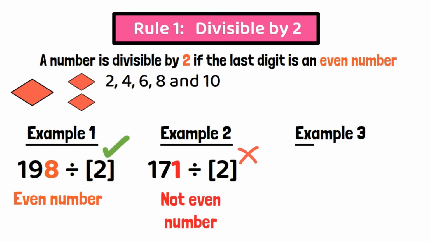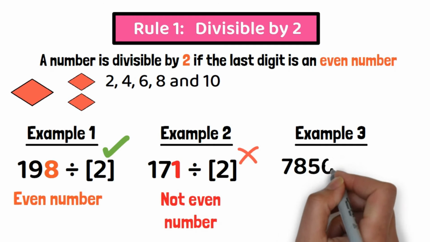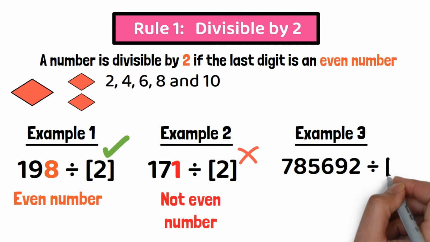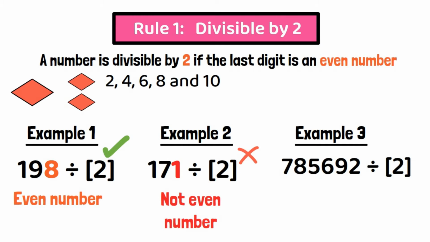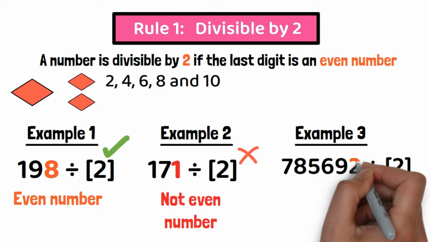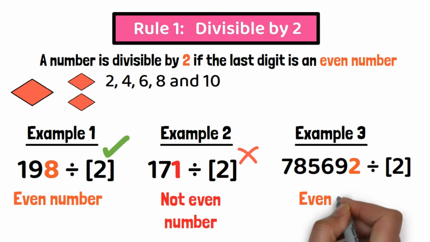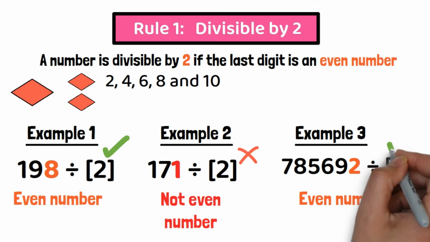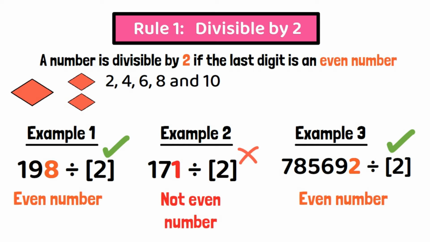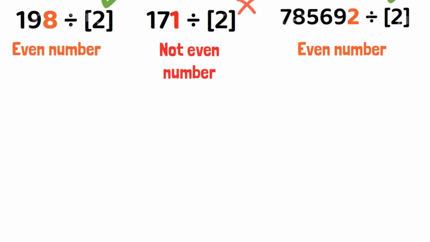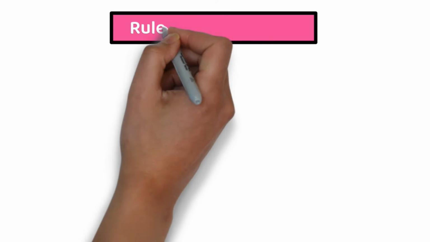Example 3. Is 785,692 divisible by 2? The last digit is 2, which is an even number. So 785,692 is divisible by 2. Now let's move on to rule number 2.